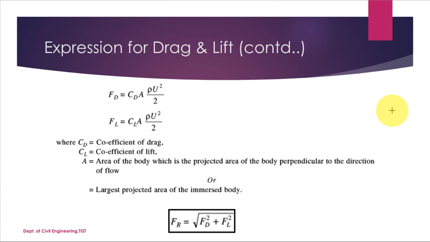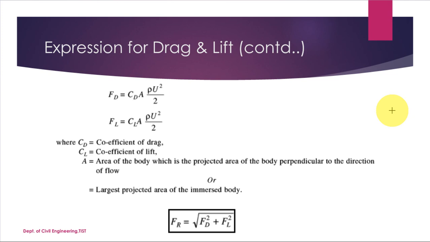Next topic, expression for drag and lift. So these are the expressions. FD is equal to CD A rho U square by 2 and FL is equal to CL A rho U square by 2. CD and CL are the coefficients of drag and lift. A is the area of the body, which is the projected area of the body perpendicular to the direction of flow, or it is the largest projected area of the immersed body. Okay, so A is basically area.